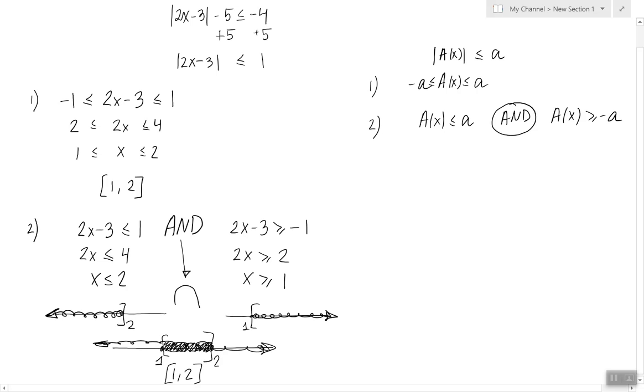So we solved this inequality in two different ways, and we obtained the same solution both times, which was expected.